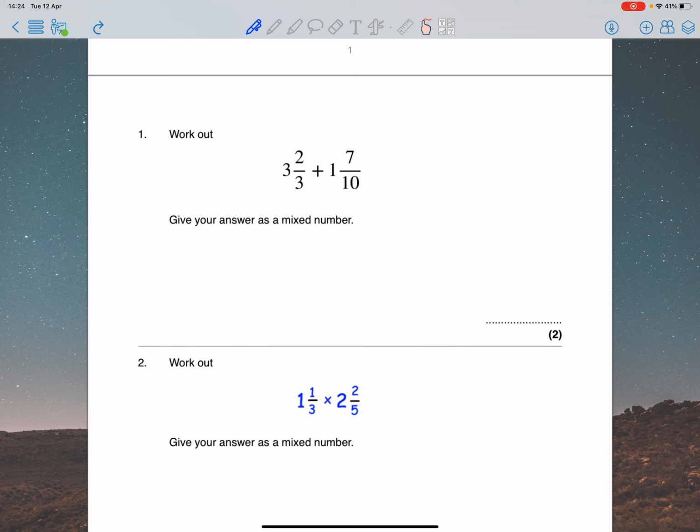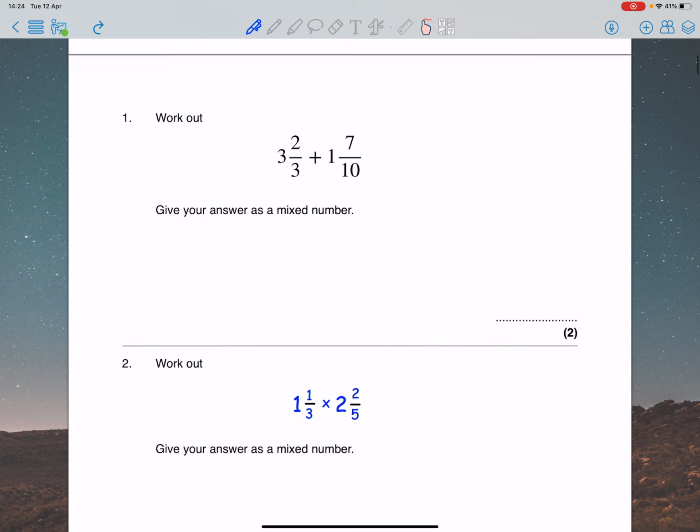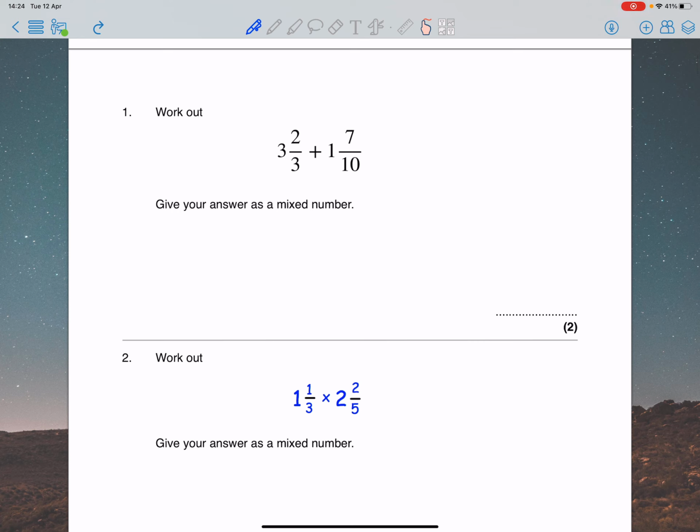So work out 3 2/3 plus 1 7/10. If you're doing the higher tier paper, this one is pretty much a knowledge-based question. There shouldn't be too much of a problem-solving aspect. It's just knowing what to do. So I'm going to go for the approach of changing these both to improper fractions. So 3 times 3 is 9, plus 2 is 11, so that becomes 11 over 3, plus, and then 1 7/10, well, 1 times 10 is 10, plus 7 is 17, over 10.